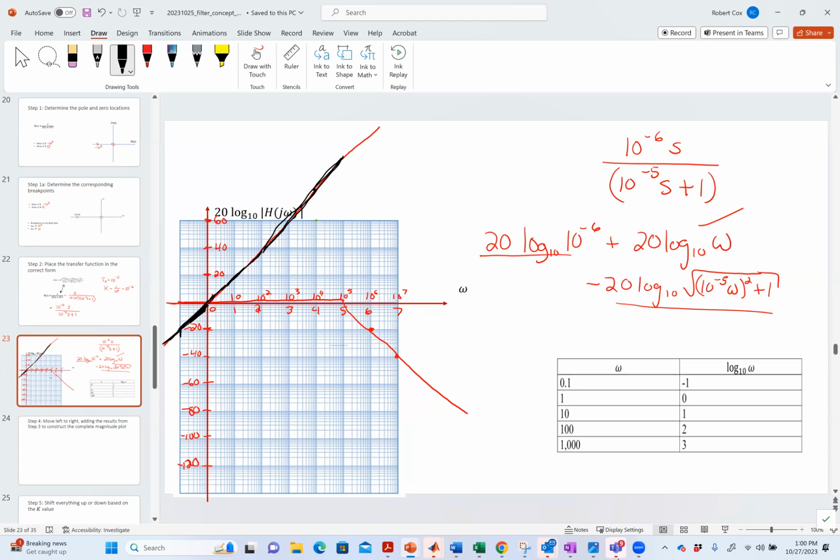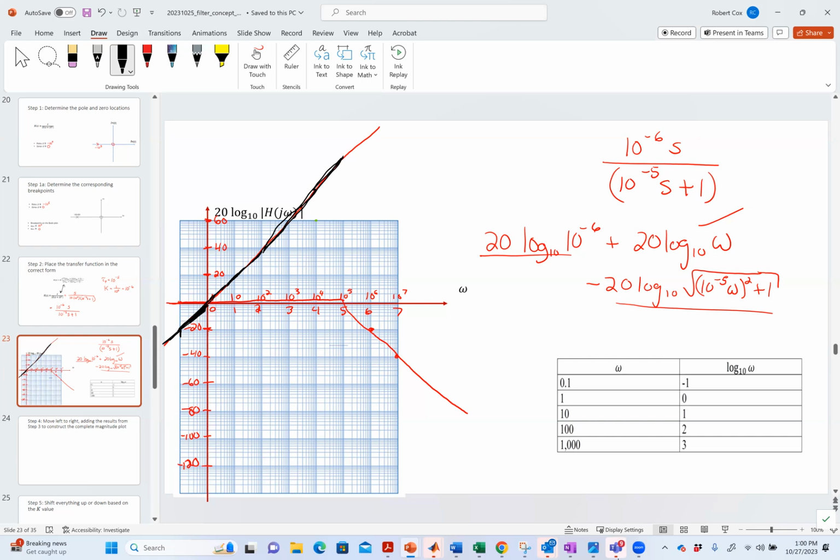Now, what happens at 10 to the 5th? What I'm doing at that point is adding two graphs together. One graph is going up at 20 dB per decade. The other one is going down at 20 dB per decade. If I add two graphs together, one going up and one going down at the same rate, what's the result? They're going to flatten off.